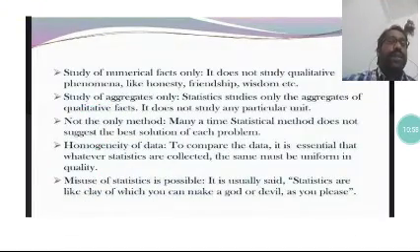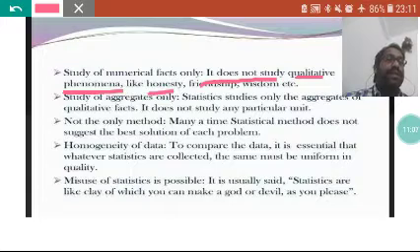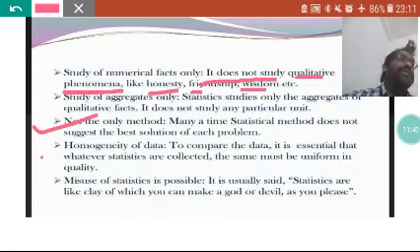We'll see this here. The study of numerical facts: what does it mean? It means that it does not study qualitative phenomena. It cannot study honesty, friendship, wisdom, knowledge, anything; only quantitative, 1, 2, 3, 4, like this. Then it's not the only method. Many times the statistical method does not suggest the best solution, which is a drawback of statistics. Then homogeneity of data: to compare data, it is essential that whatever statistics are collected are the same in quality. So these are the limitations of stats.